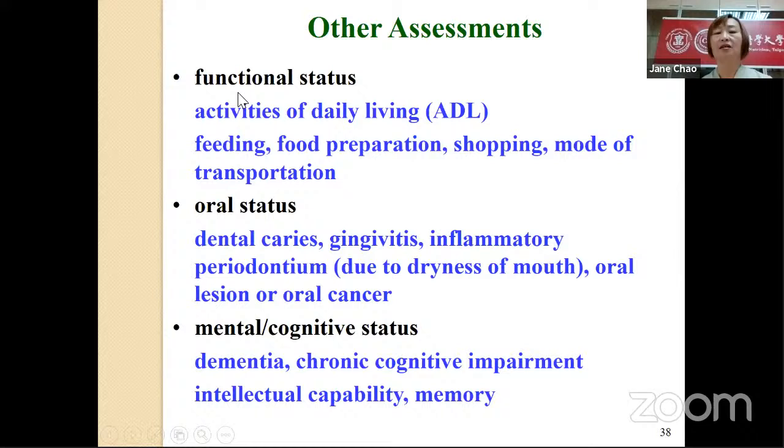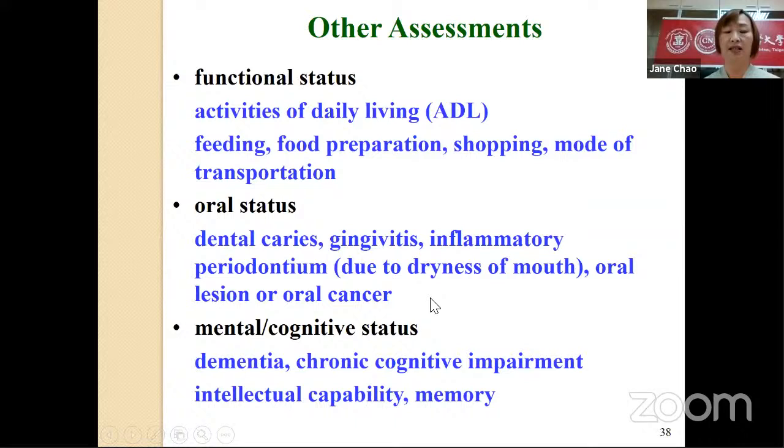So the social workers can do the functional status assessment. And oral status is usually determined by the dentist, who will evaluate dental caries, other inflammations in the oral teeth or other problems, oral aging, or even oral cancers, which is evaluated by dentists.